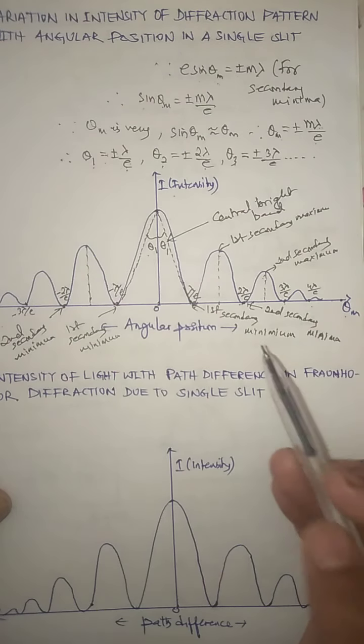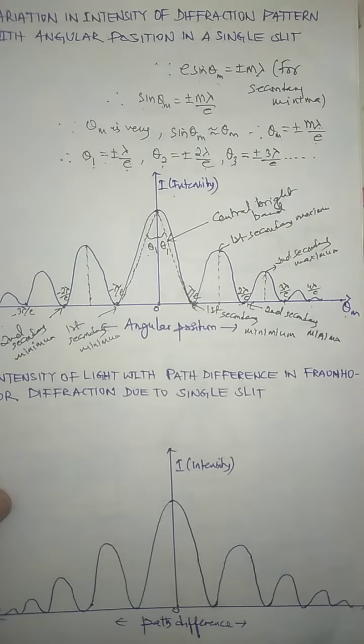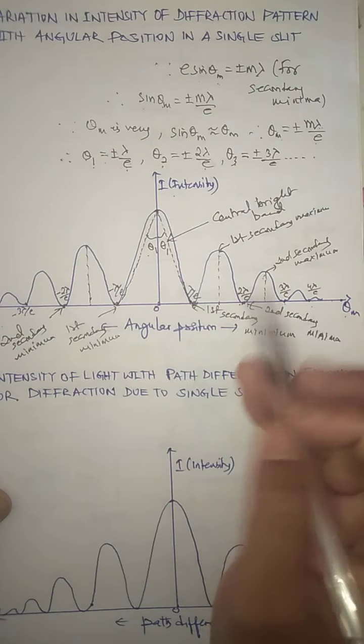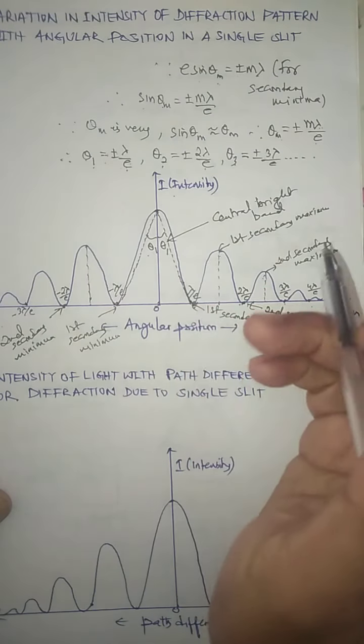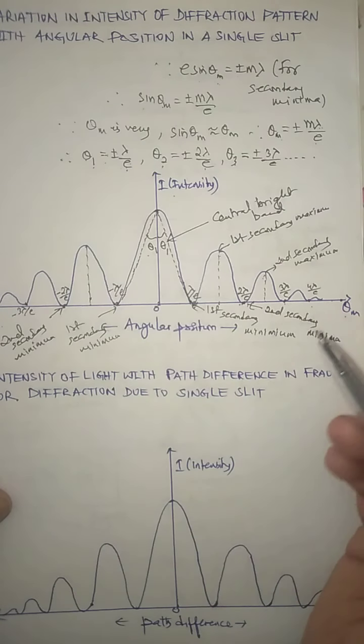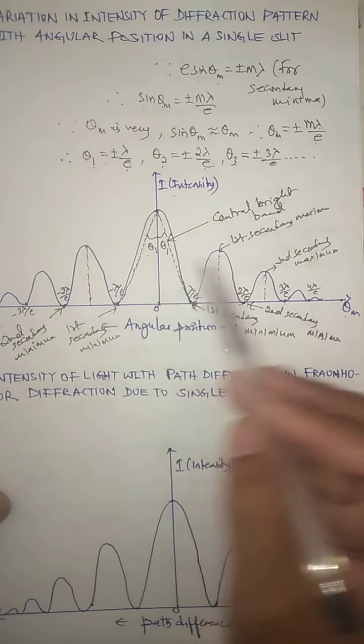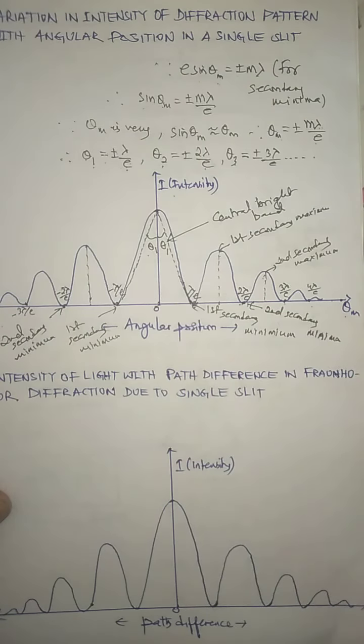But as I said just now, when we move from the central maximum to both sides, the intensity of the secondary maxima decreases, and the width also decreases. And this graph shows that all the fringes which are formed are not of equal width.